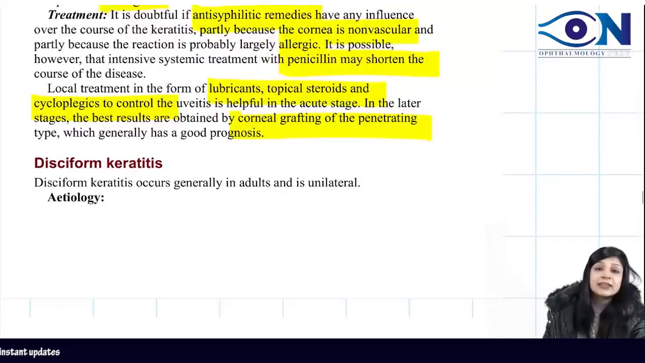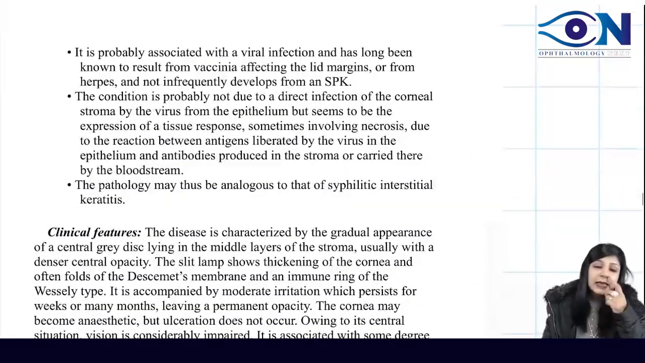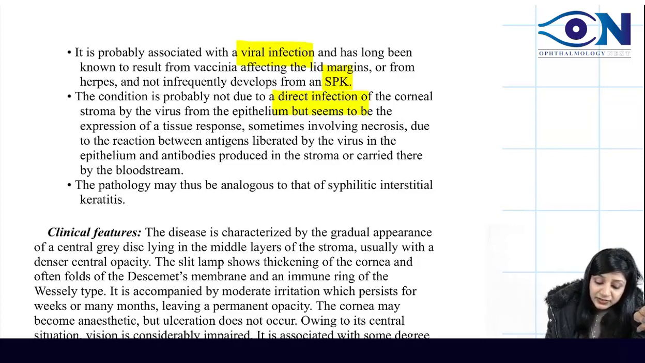Another important keratitis is your disciform keratitis. Disciform keratitis usually occurs in adults, and it is unilateral, and there are so many causes. One thing most frequently associated with disciform keratitis is viral infection. So the first thing that reminds us of disciform keratitis is the viral infection. The viral infection usually starts from SPK, which we have already discussed in the last session. It first starts with the superficial punctate keratitis. Now this can come either due to the direct infection, right?